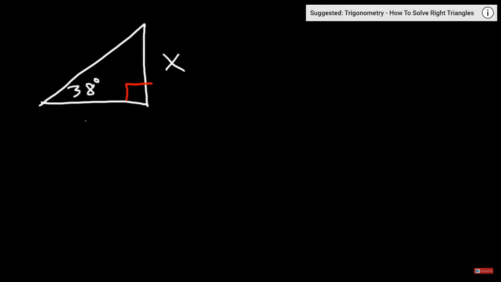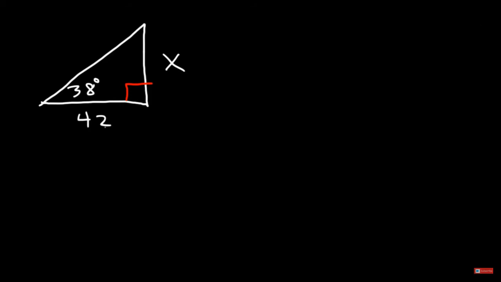In this right triangle, find the missing side. In this case, find the value of x. Let's say the angle is 38 degrees, and this side is 42. So what trig function should you use in order to find the value of x? Should we use sine, cosine, or tangent?